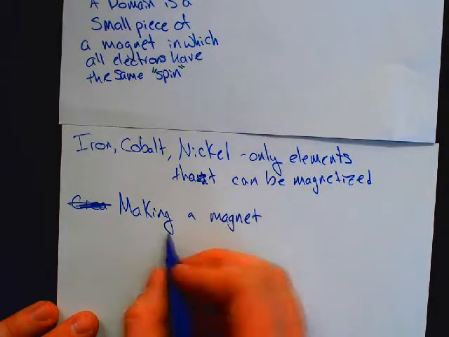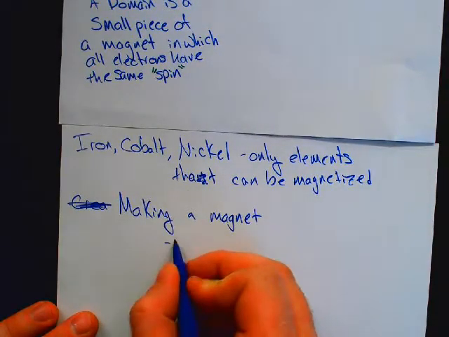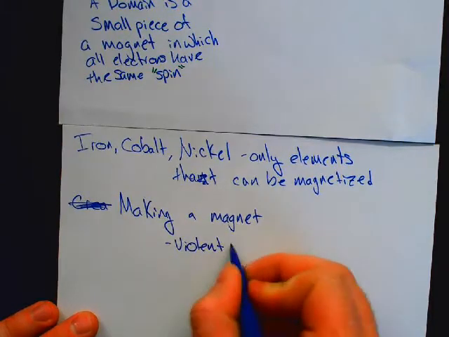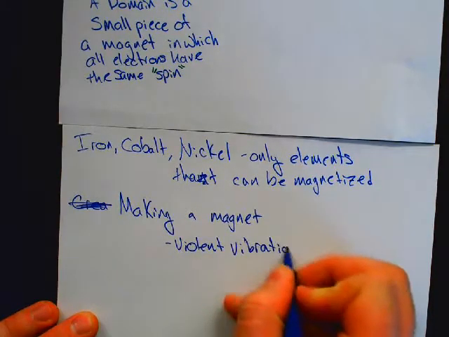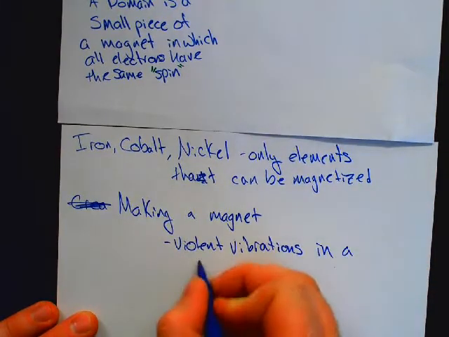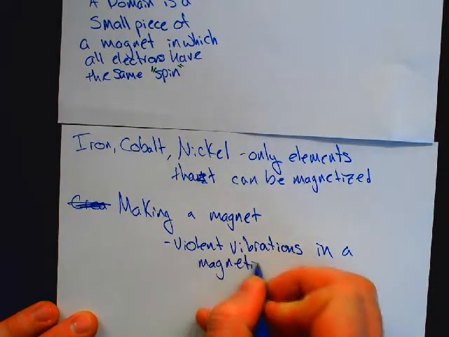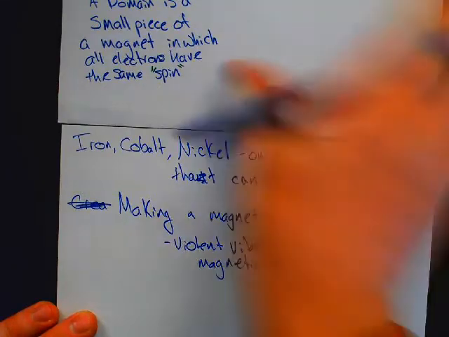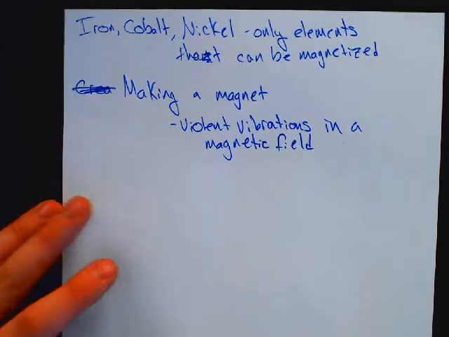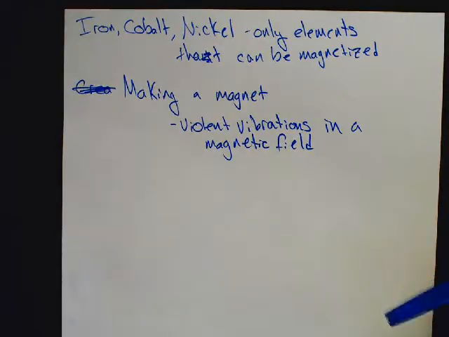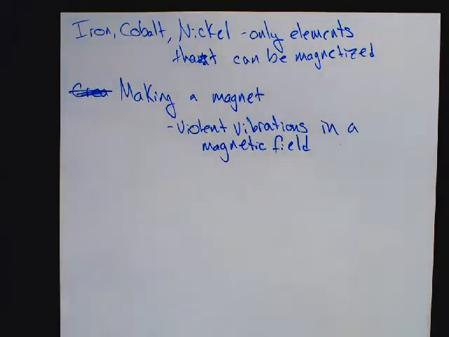All right. So first option, violent vibrations in a magnetic field. Now, the key to the violent vibrations piece was that I was adding kinetic energy. Aside from making it move, how else could I cause something to have kinetic energy in a form?